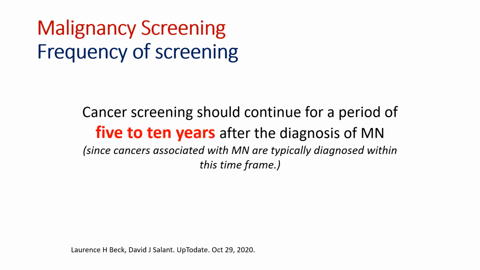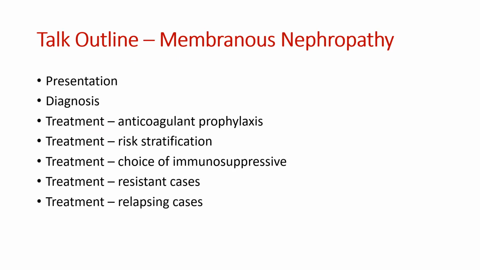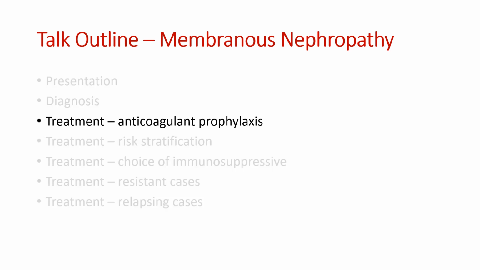Important point regarding malignancy: if you screened your patient and didn't find it, you have to know that the malignancy may appear 5 to 10 years after the diagnosis of membranous nephropathy. So even after the management or the diagnosis of membranous nephropathy, the patient must be checked annually for the appearance of malignancy. Okay, let's go through the treatment, and I will start with anticoagulant prophylaxis.